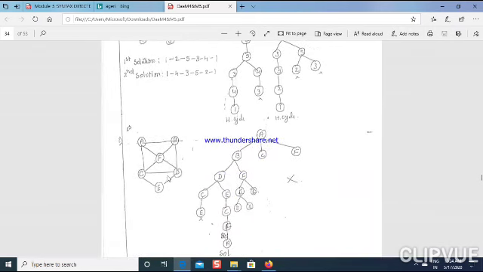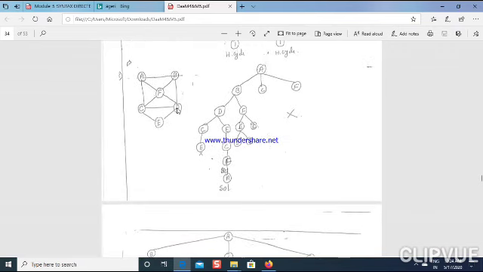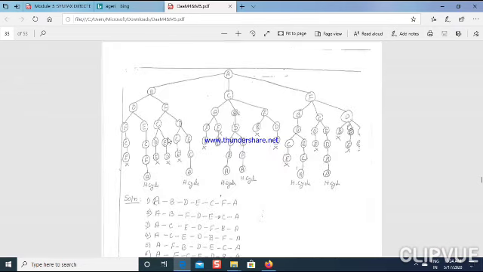Why not to the C? From D I am having one more option I have to write. I think I forgot to write that one. So see here, from D I am having E, F and C. So three options are there. You need to write all three options.